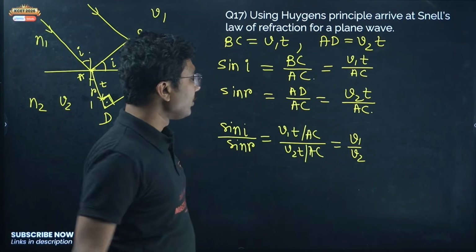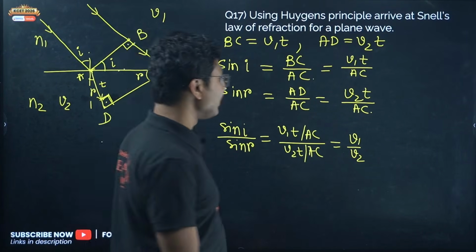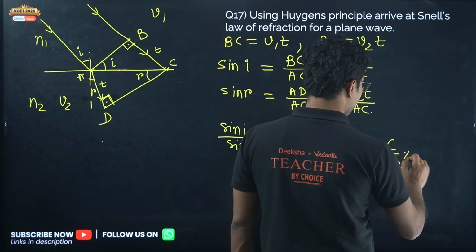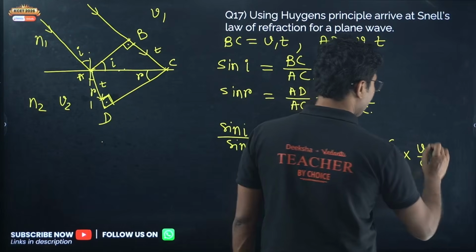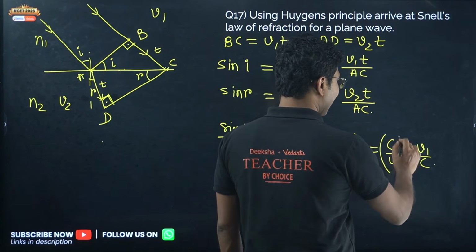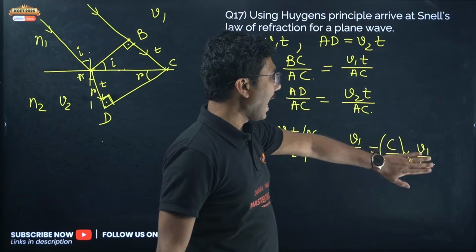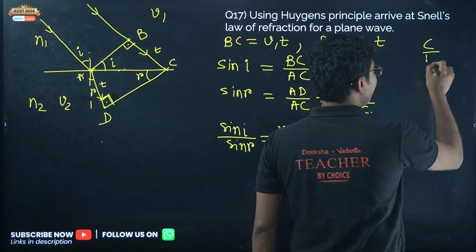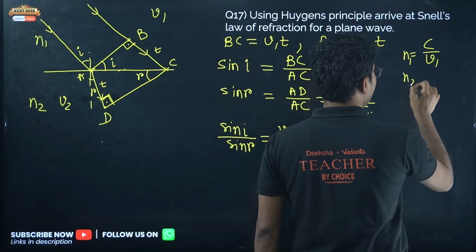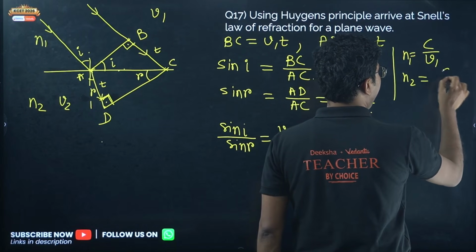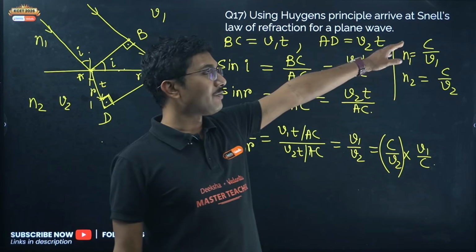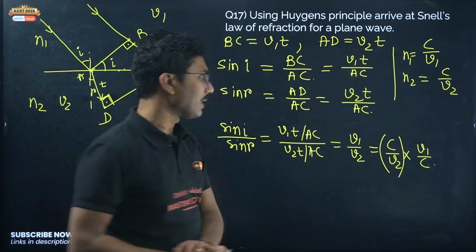Now we will slightly change the order. We will write this as C by V2 into V1 by C, so we have multiplied and divided by C. This is the refractive index of the second medium, and C by V1 is the refractive index of the first medium. Absolute refractive index is defined as the speed of light in vacuum divided by the speed of light in that particular medium.